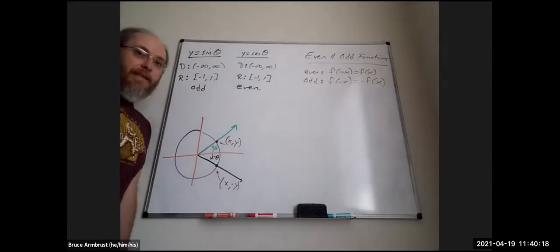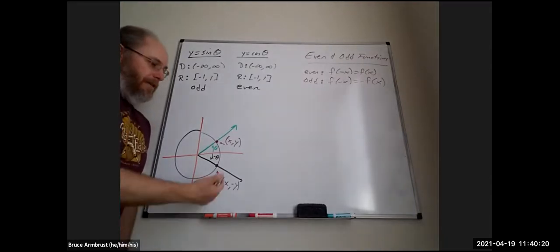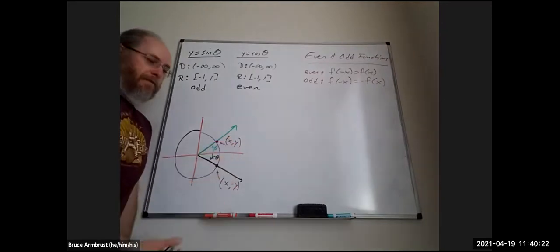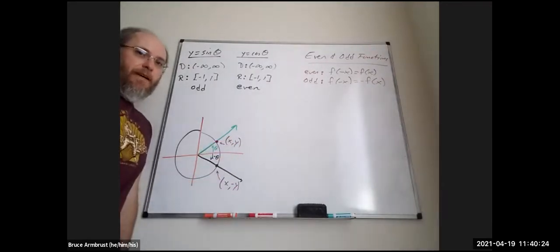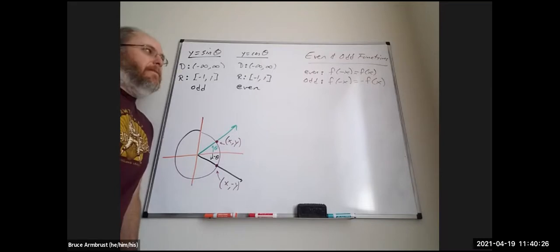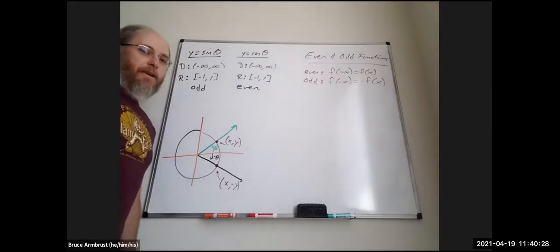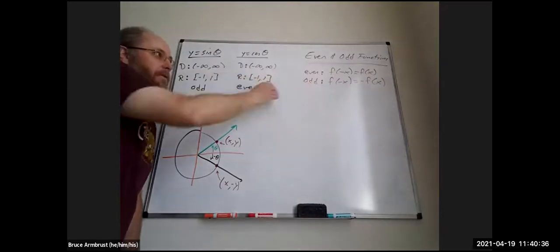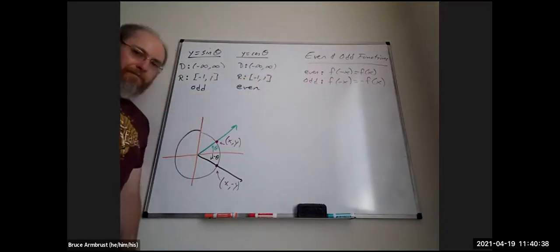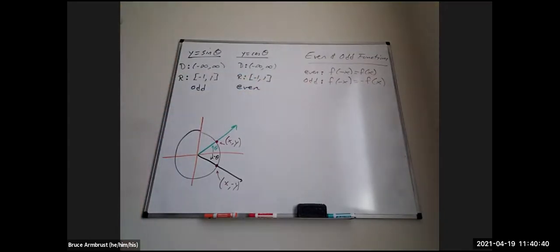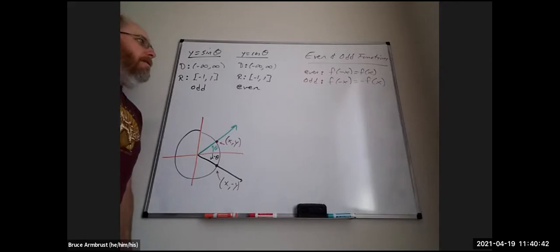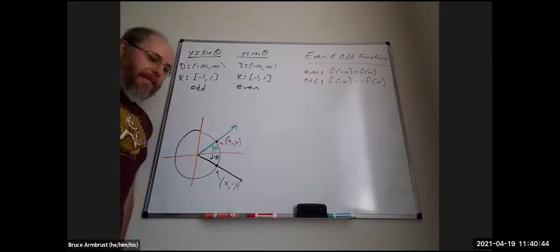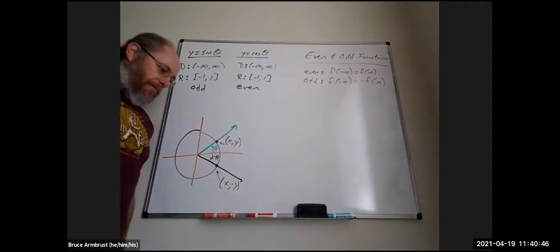Because we don't get the same value, we actually get the opposite value, opposite in sign. All right, so even though they're not polynomials, they're still even and odd, just using the definition of what it means when we plug in negative. All right, so even and odd.